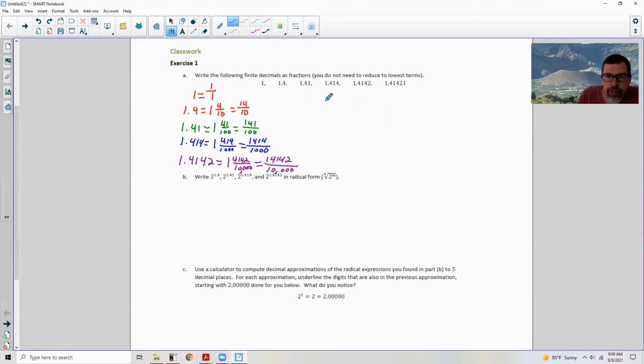Okay, and then finally, 1.41421 is 1 and 41,421 over tenth, hundredth, thousandth, ten-thousandth, hundred-thousandth. 100,000 times 1 is 100,000 plus 41,421 is 141,421 hundred-thousandths. And there we go.